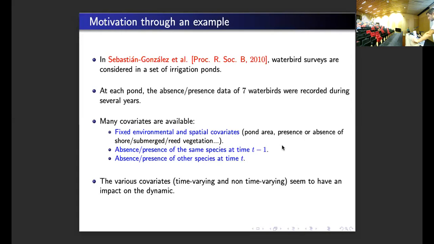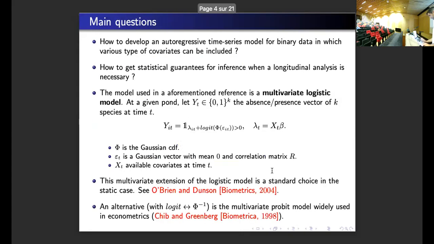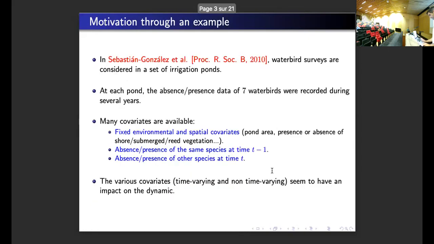If you look at this kind of approach, it's quite complicated because we use a lot of different information to explain the dynamic. What is the time scale here? I think in this kind of data, during several years you have one record per year. Oh yeah, it is like this in this example.